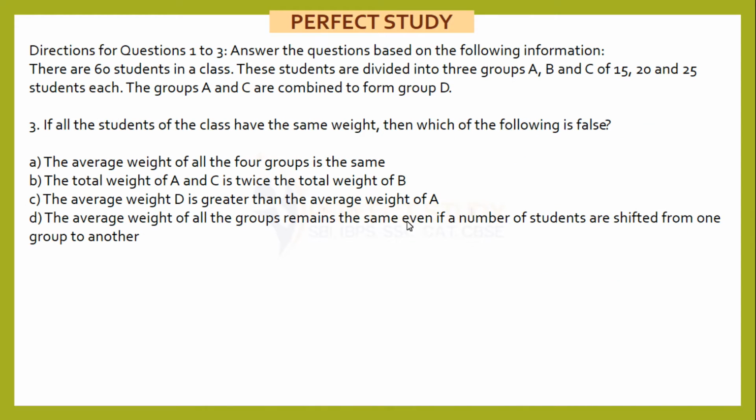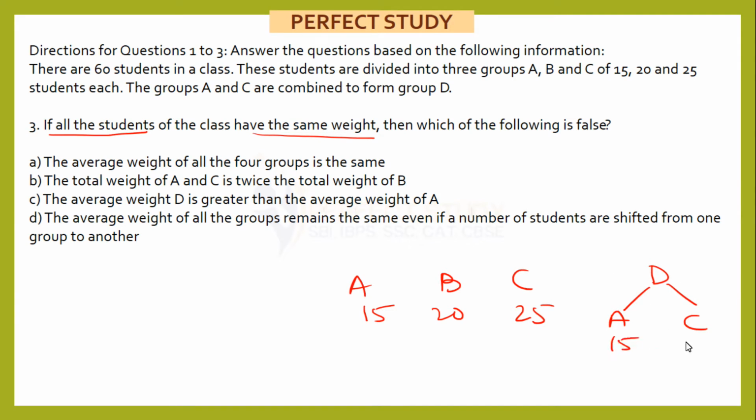Third, if all the students of the class have the same weight, which of the following is false? So let's write here again. We have A, B, C, A 15, B 20, C 25, and D is combined with A and C, where A is 15, C is 25, and D is 40. And this is my breakup of 60. So all the students are having the same weight.